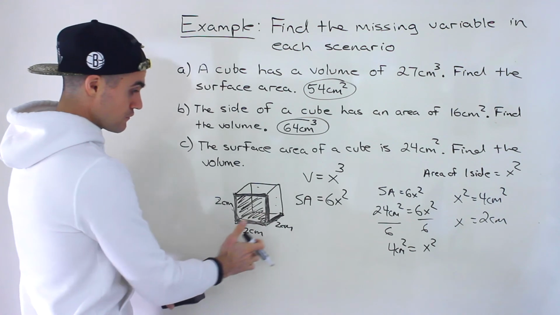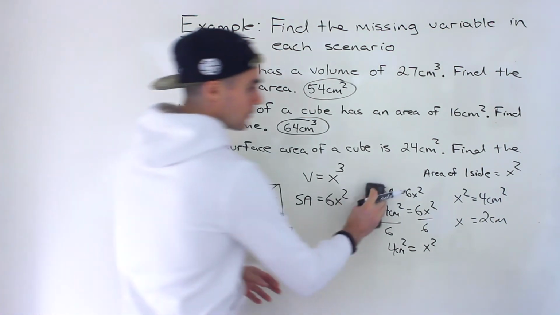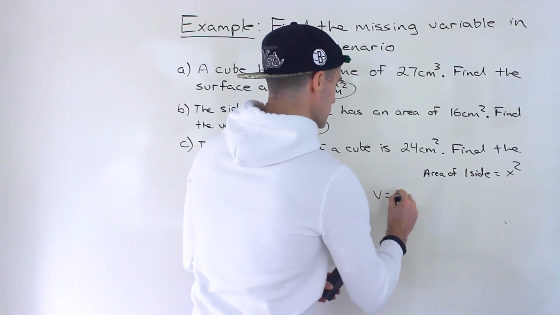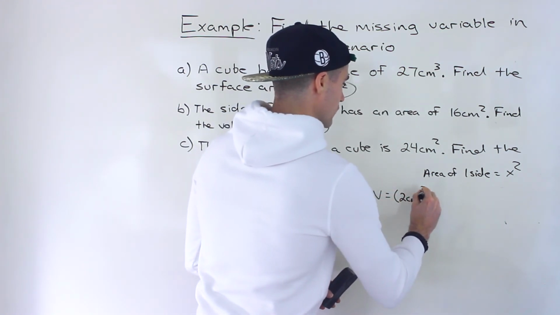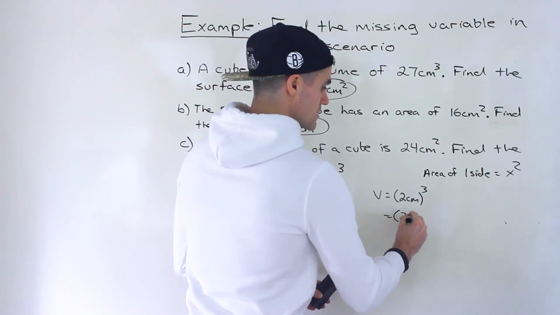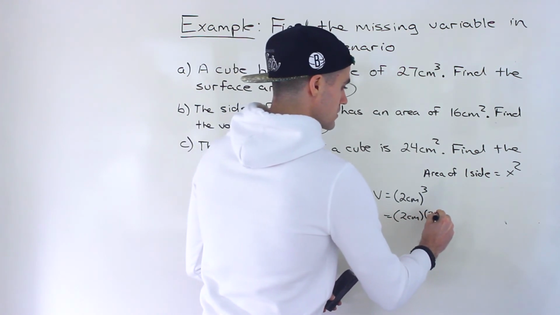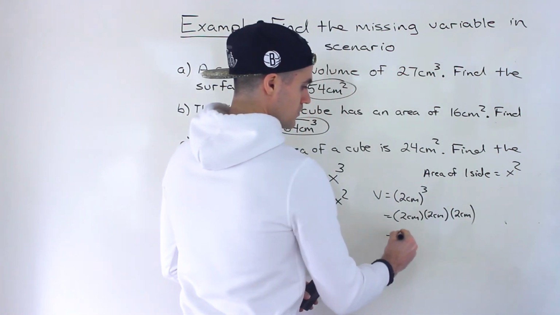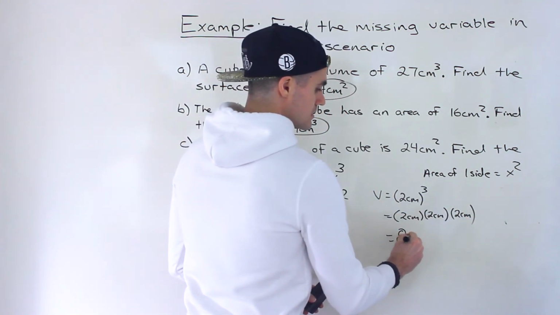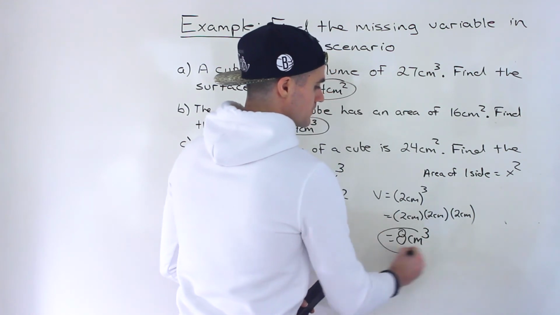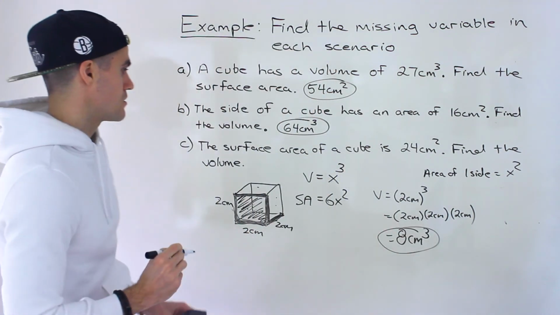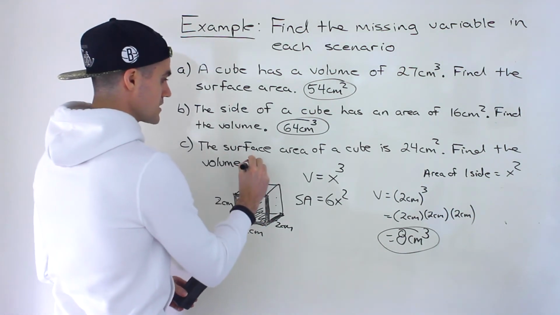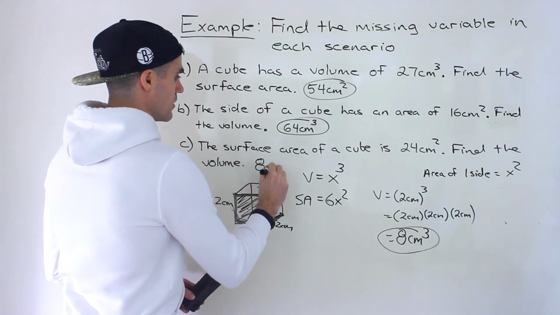So now we have that x value, and we can just plug it into the volume. So we'd have the volume equals 2 centimeters to the power of 3, which would be 2 centimeters times 2 centimeters times 2 centimeters, which would give us 8 centimeters cubed. So that would be the volume of this particular cube in scenario C that we are dealing with.